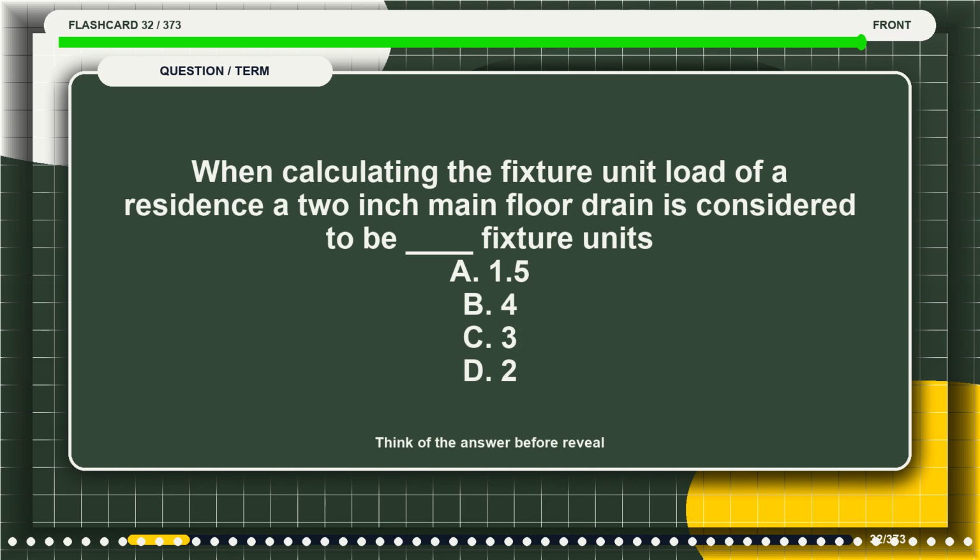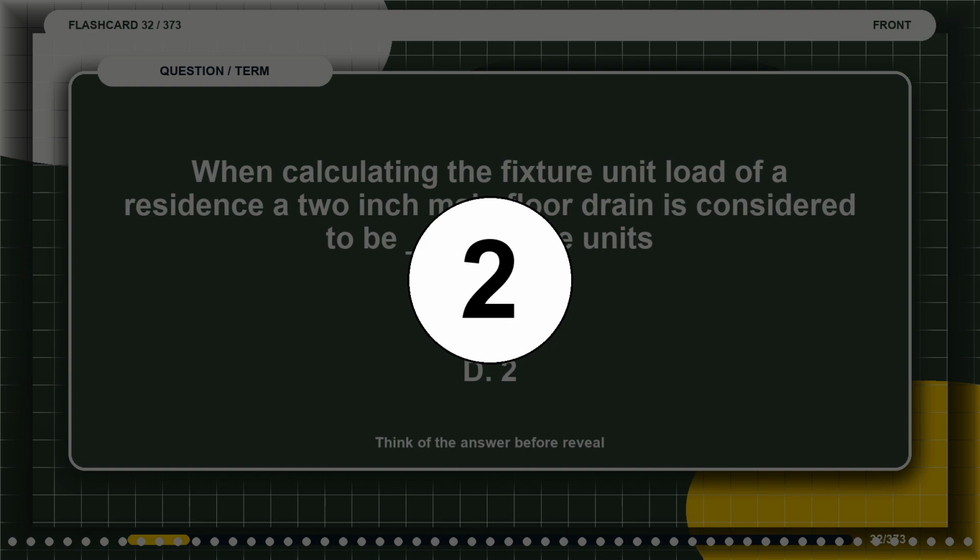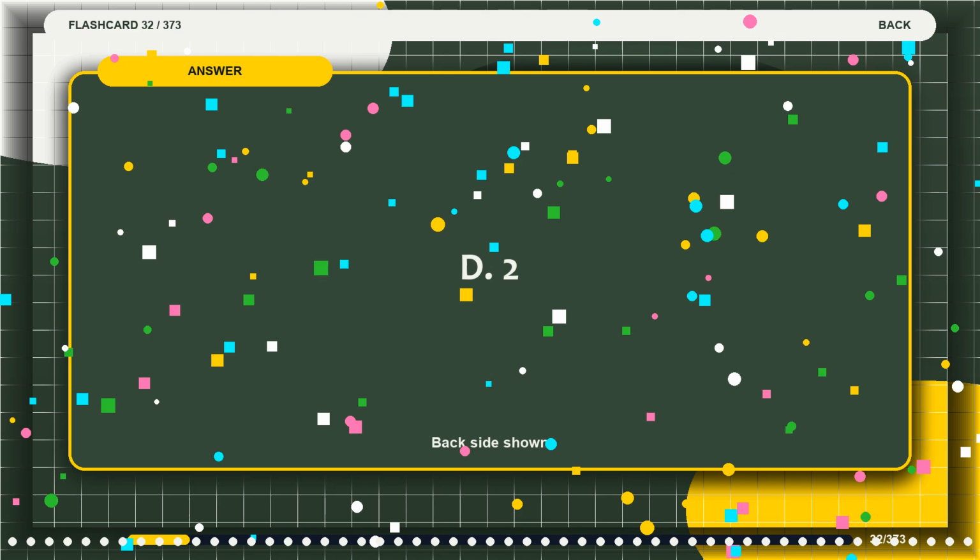Flashcard 32. When calculating the fixture unit load of a residence, a 2-inch main floor drain is considered to be blank fixture units. A. 1.5. B. 4. C. 3. D. 2. Think of the answer before the reveal. The answer is D. 2.